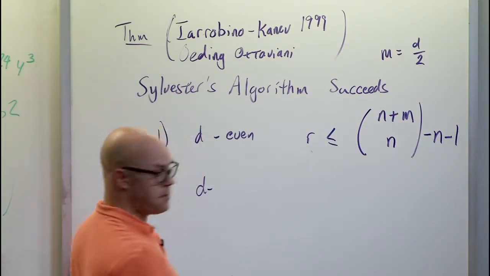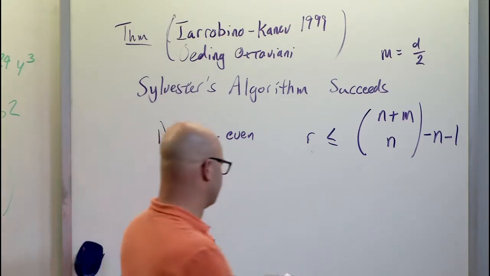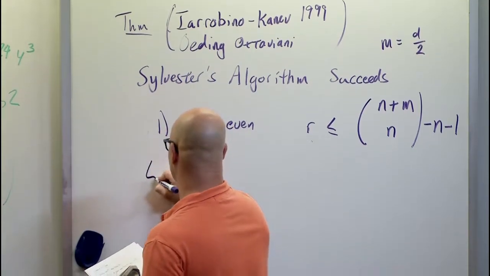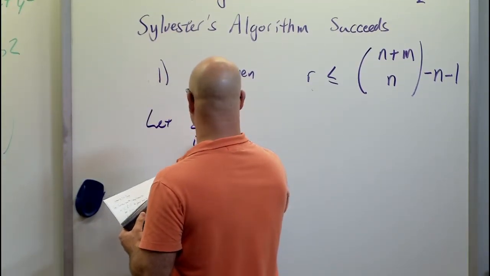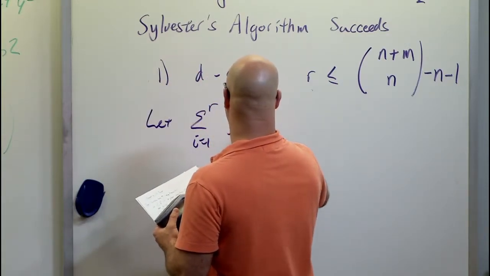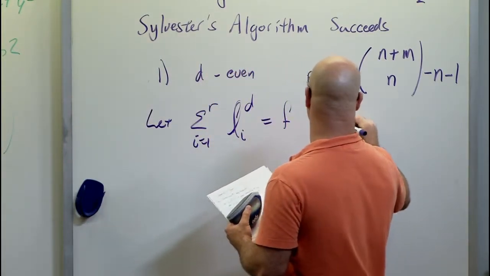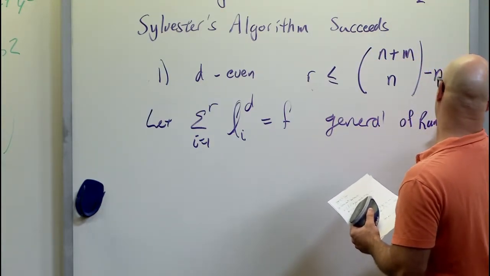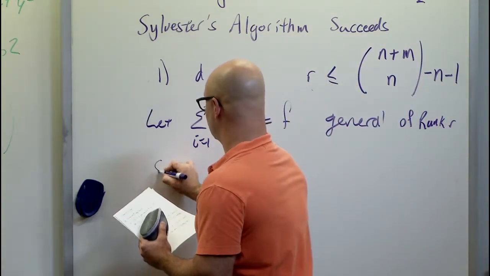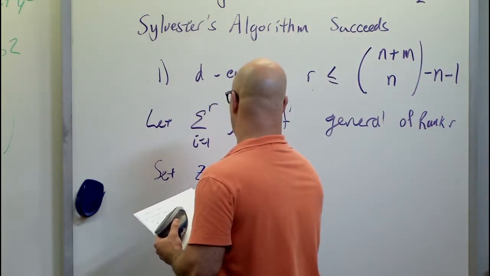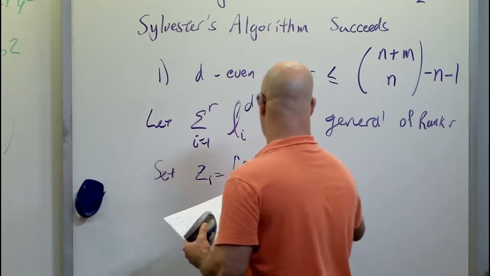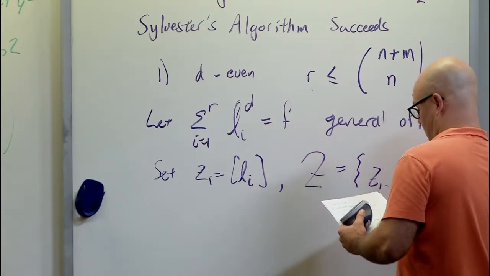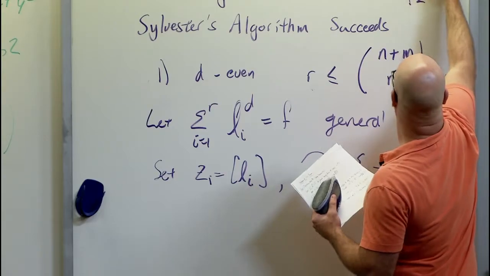What does succeed mean? Does that mean assuming you can factor the polynomial, or? Okay, so I'll give you the full statement. Let the sum for i equals 1 to R of L_i to the D equal F, general of rank R. And then set Z_i as the point of the line through L_i, and capital Z is the collection Z_1 to Z_R. And then M, I guess I want to round this.